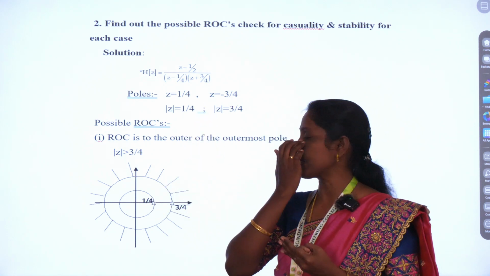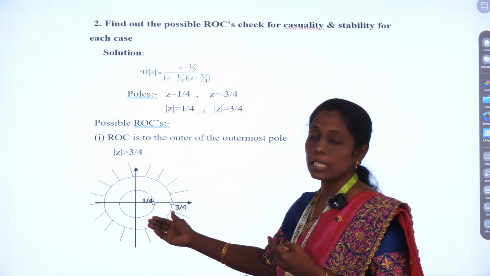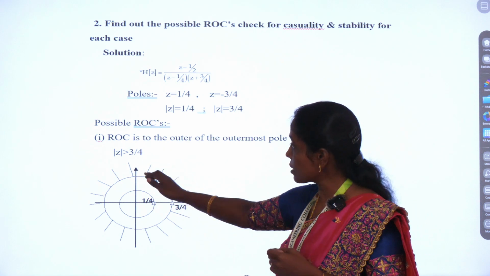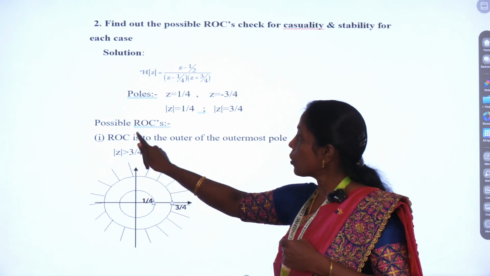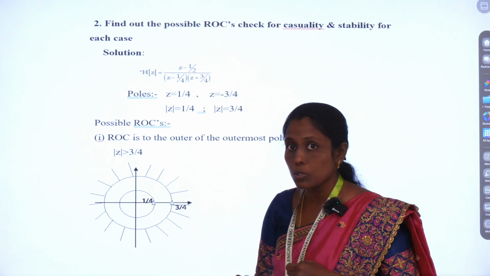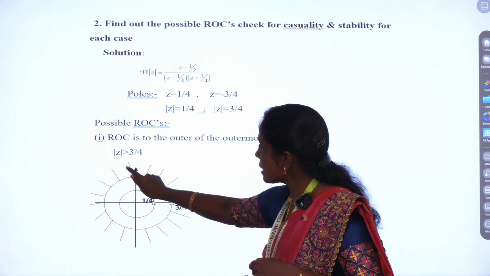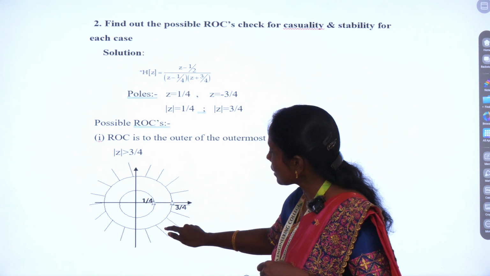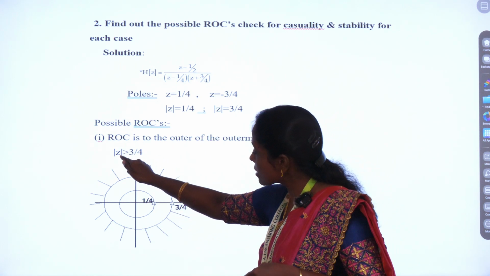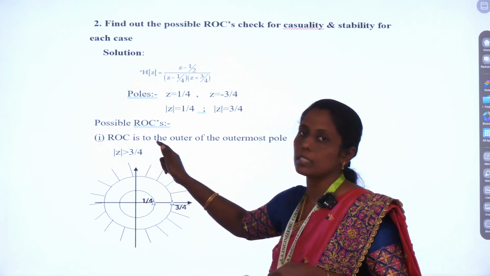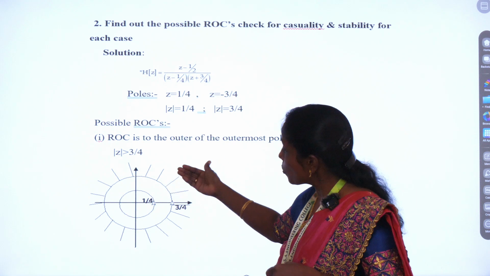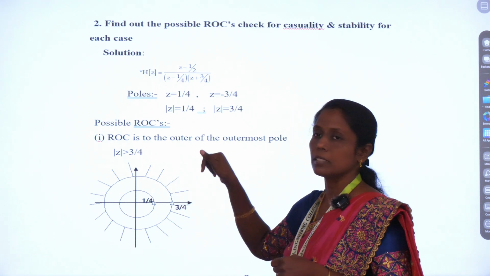Okay, so now let us check for the causality and stability condition. What is our first case? The first case we are considering is modulus of z greater than 3 by 4. So where does our ROC lie? Our ROC lies outside this circle of 3 by 4. Why? Because it is mentioned as modulus z is greater than 3 by 4, which obviously means it is lying outside the circle of radius 3 by 4.